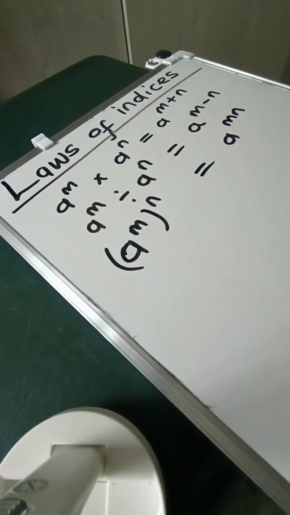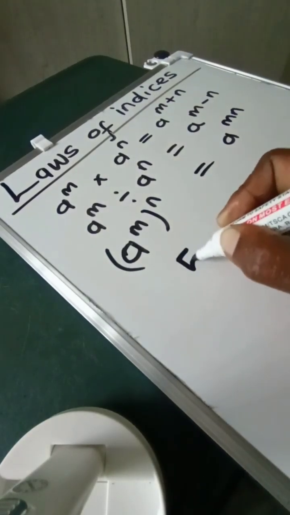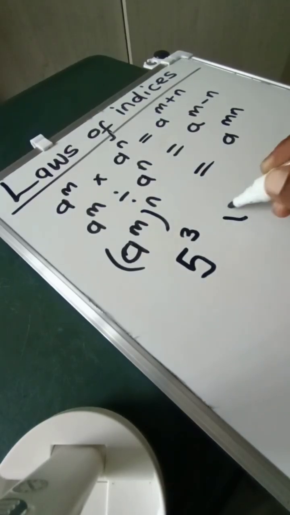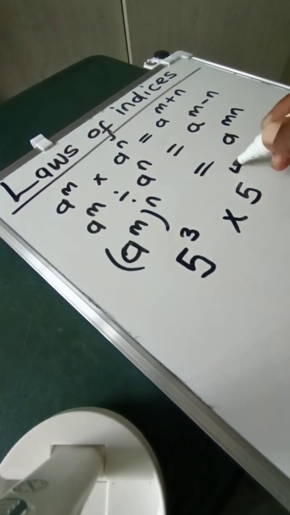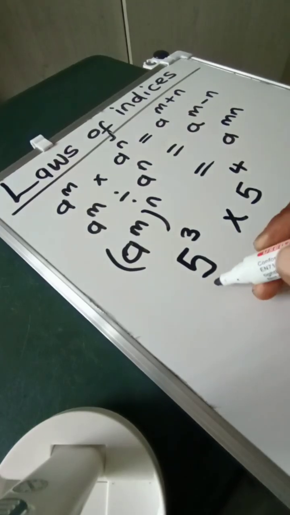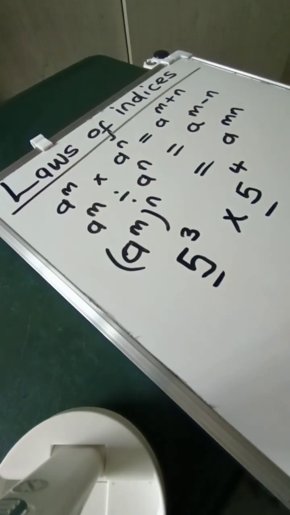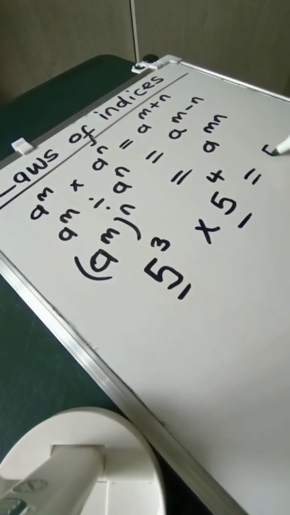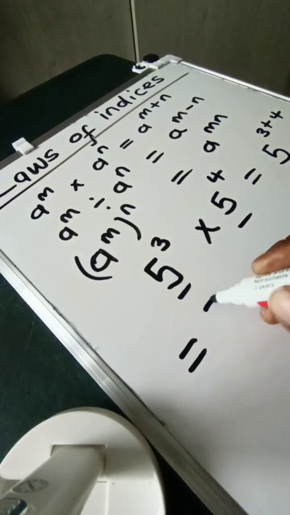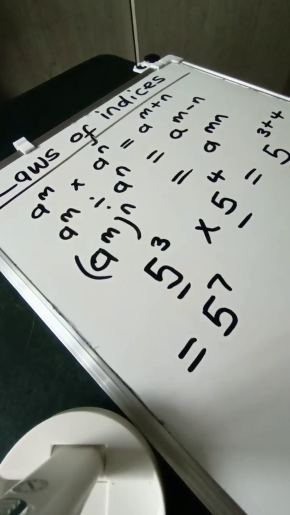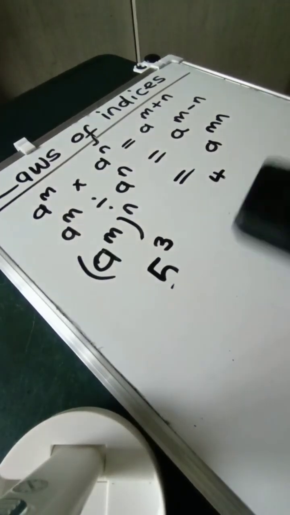Let's have some examples. When we have 5 to the power of 3 times 5 to the power of 4, as you can see in this case, we have 5 as our common base, so we can just simplify it as 5 to the power of 3 plus 4. We can just add our indices. So if we simplify it further, we'll get 5 to the power of 7. Let's have another example.